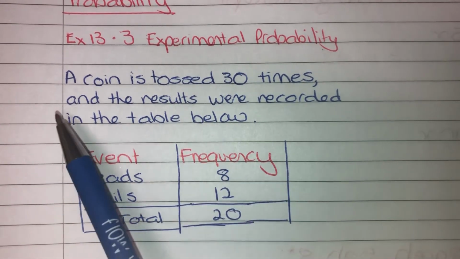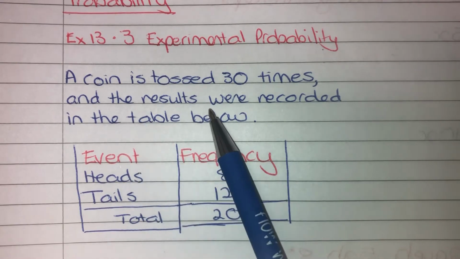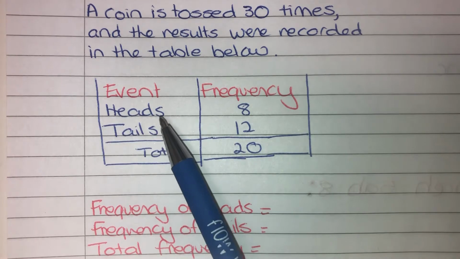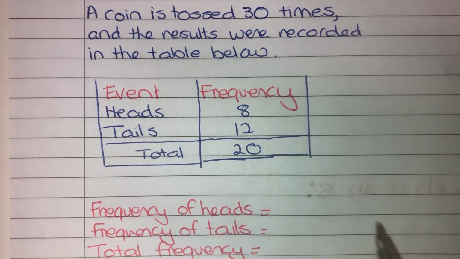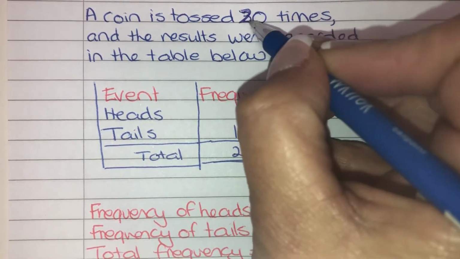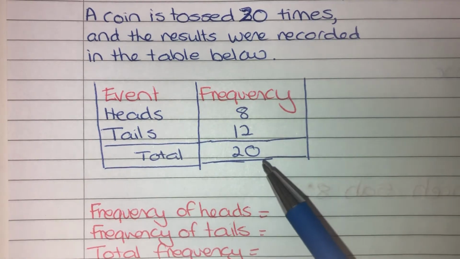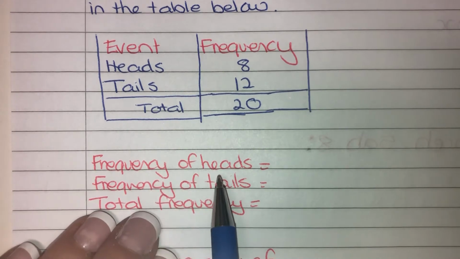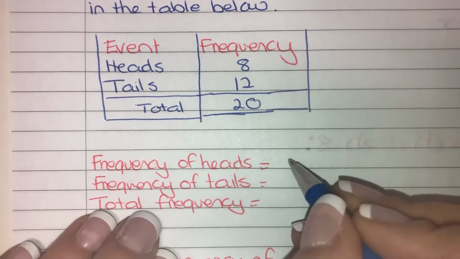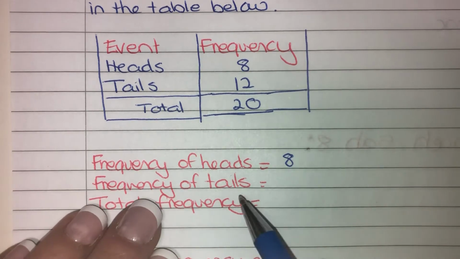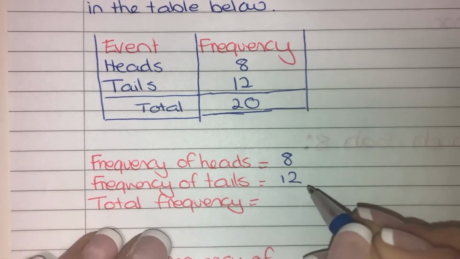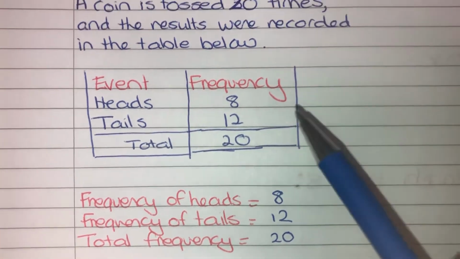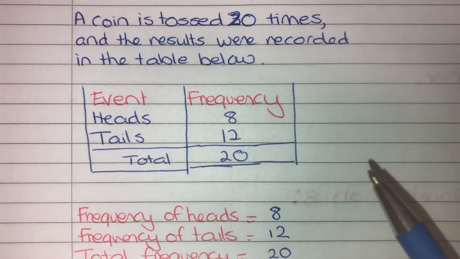Just follow along. So a coin is tossed 30 times and the results are recorded. So we toss a coin, we get 8 heads and we get 12 tails. So that's in fact 20 times, not 30 times, because 8 plus 12 is 20. So these are the things you have to be able to work out. The frequency of heads means how many heads there were. There were 8 from our table. How many tails? There were 12. And the total, so we add those two together, is 20. And we want that to equal what we said it was going to be, which is in fact 20, not 30.